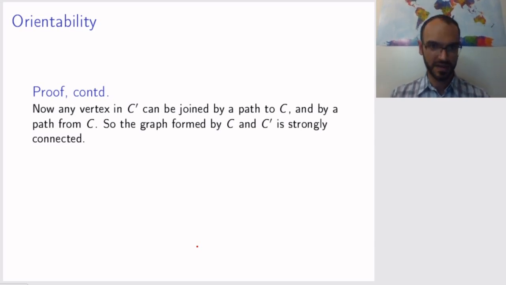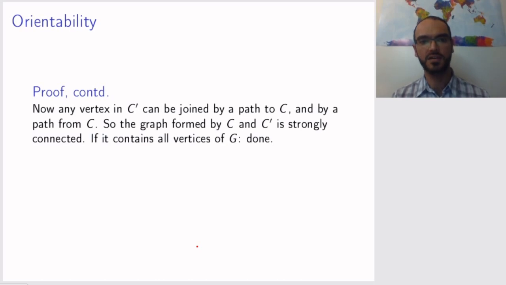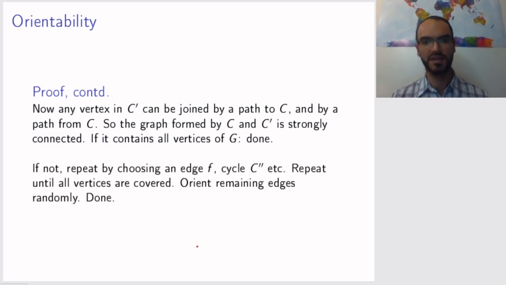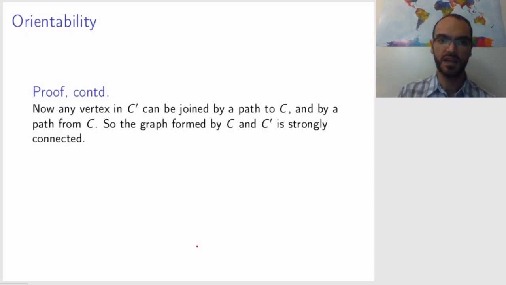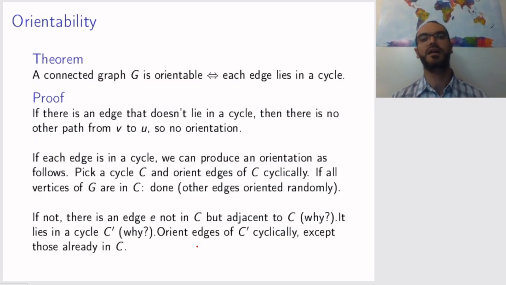Now you ask yourself, does this cover all vertices? If yes, you're done. If not, repeat. You take a new edge, it will lie in a new cycle, and so on. You trace that cycle, you orient it, you go on until you have covered all vertices. Since you are in a finite graph, this will end. So now you will have a strongly connected graph. Some superfluous edges you might not have needed to orient, you just orient them any way you want, and you are done. So this proves that a connected graph is orientable if and only if each edge lies in a cycle.